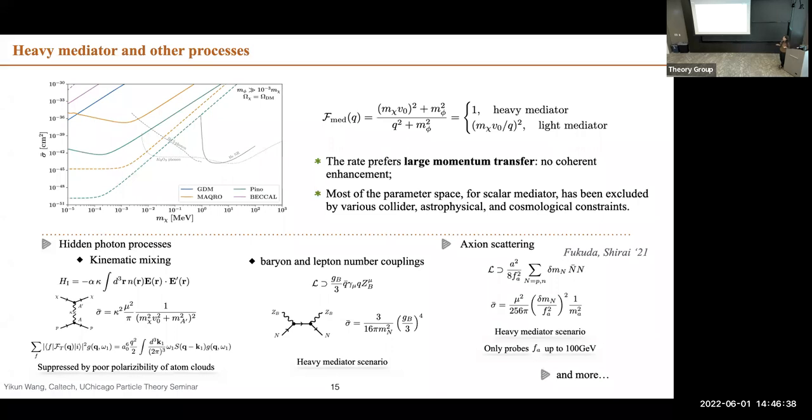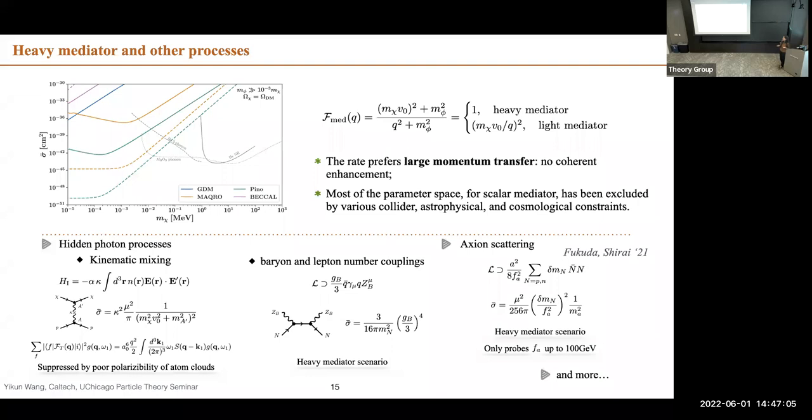And although there's no bound here, actually most of the parameter space is already ruled out by astrophysical probes. But we're trying to map some other processes into the heavy mediator and explain why they are not as good as the light mediator nuclear recoil case. For example, when we work out some processes related to hidden photons, we can have the hidden photon as a mediator that kinematically mixes with the standard model photon.